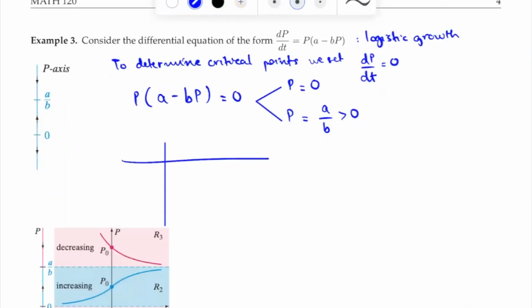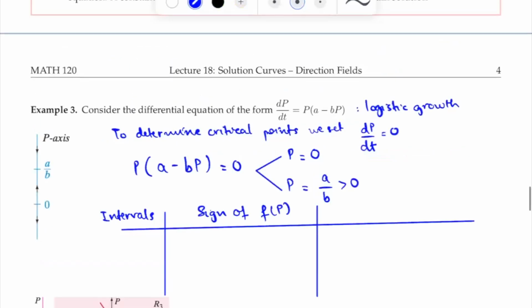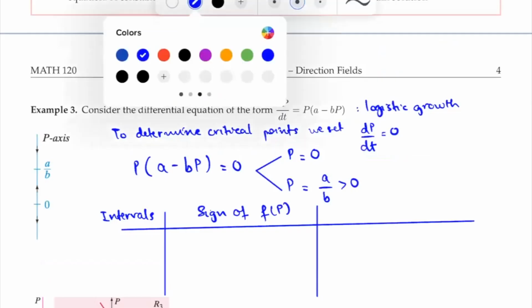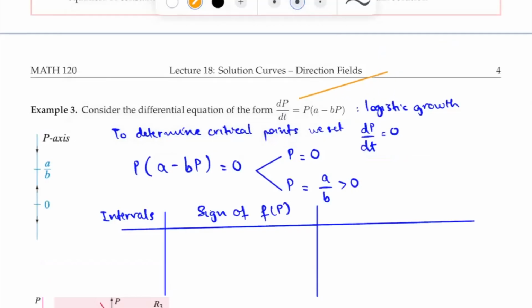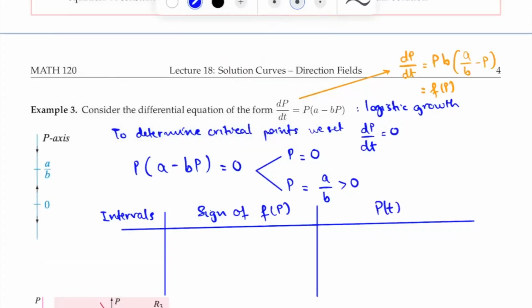So I'm going to make a little table here. The first column is for the interval. The second column is the sign of f of P. I'm going to rewrite this dP/dt equal to P times little b. Inside the parenthesis, I'm going to take a little b out as a common factor, and I'm left with A over B minus P. And the right-hand side is f of P. The reason I pull out a little b is for convenience of calculations, as you will see in a minute. The last column in our table is P of t.